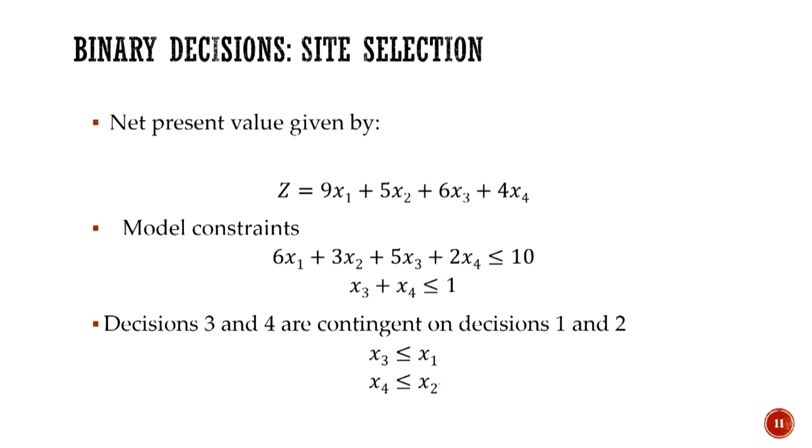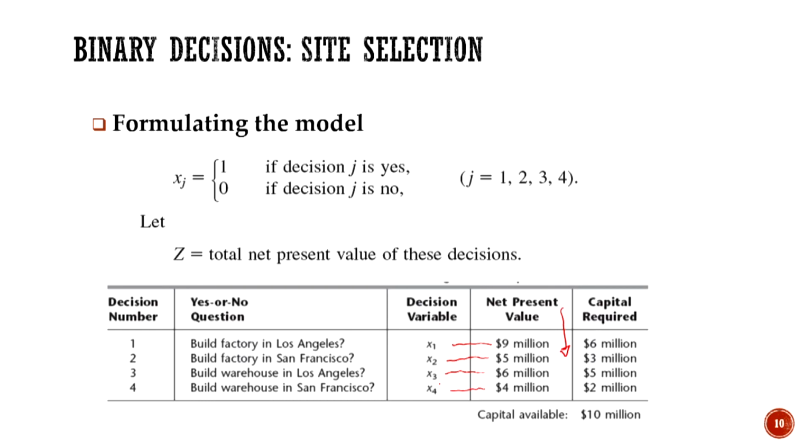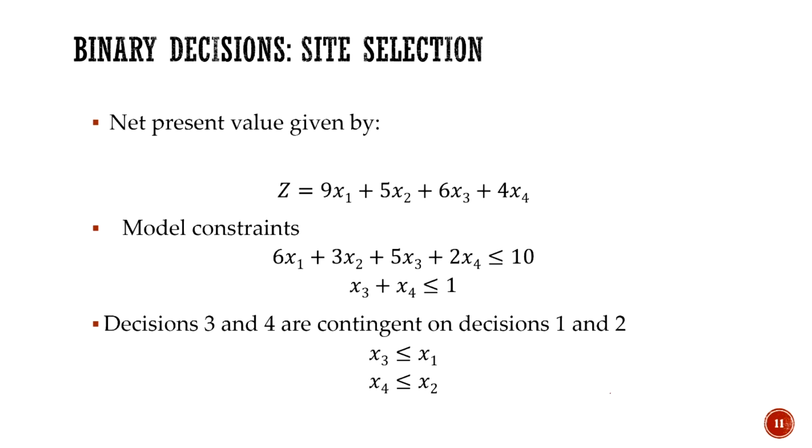Now we can discuss model constraints. The first constraint is the capital required. So if we decide x1, then 6 times x1 plus 3 times x2 through 2 times x4 should be equal to or less than this amount, $10 million. That's the money that is available. And that's what you see here. 6 times x1 plus 3 times x2 through 2 times x4 should be less than or equal to 10.